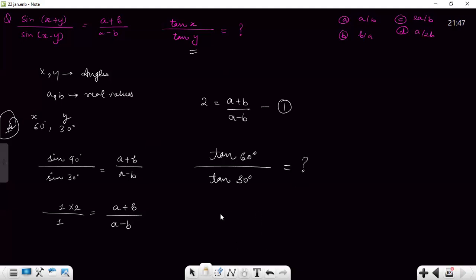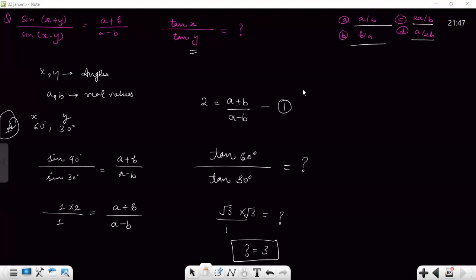Tan of 60 is what? Root of 3. Tan of 30 is what? 1 by root 3. So the question mark that we need to find out is 3. But we cannot mark the answer. Why? Because the answer is in terms of a and b. So we need to find out the value of a and b to find out the question mark, to represent 3 in the terms of a and b.